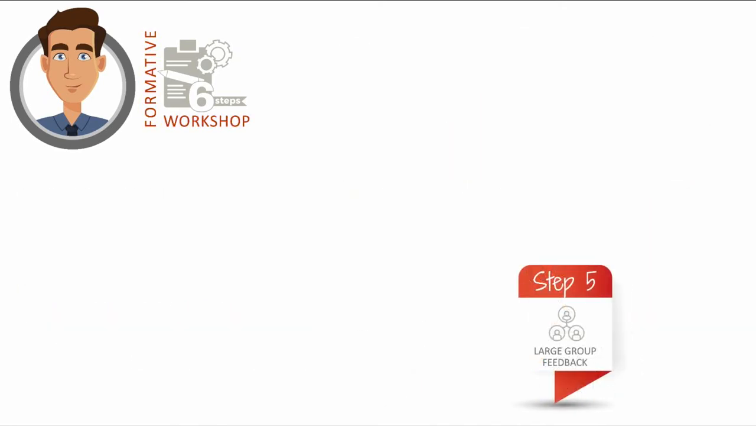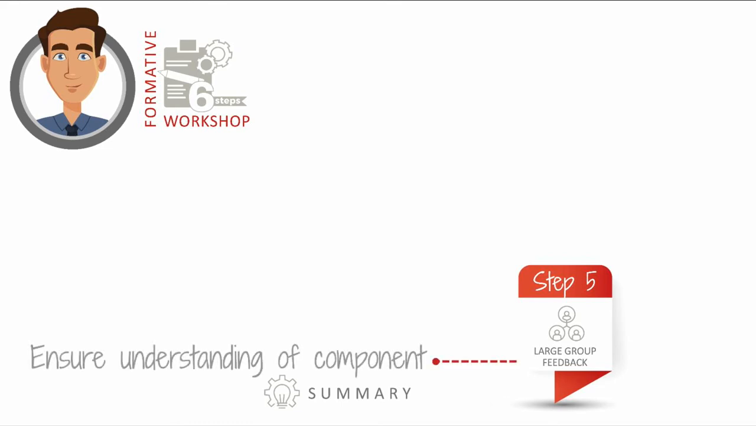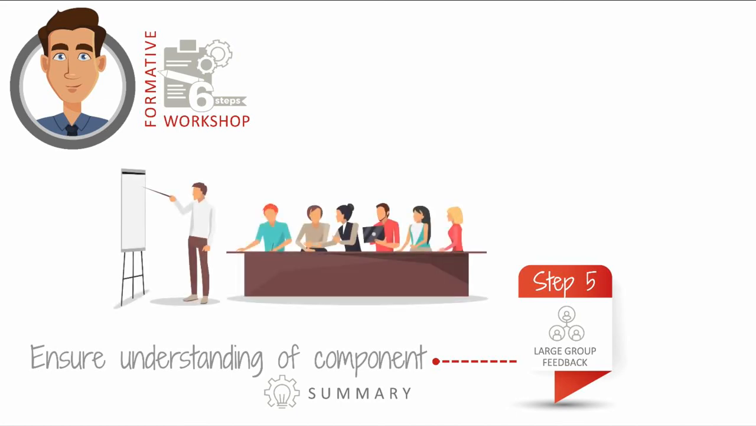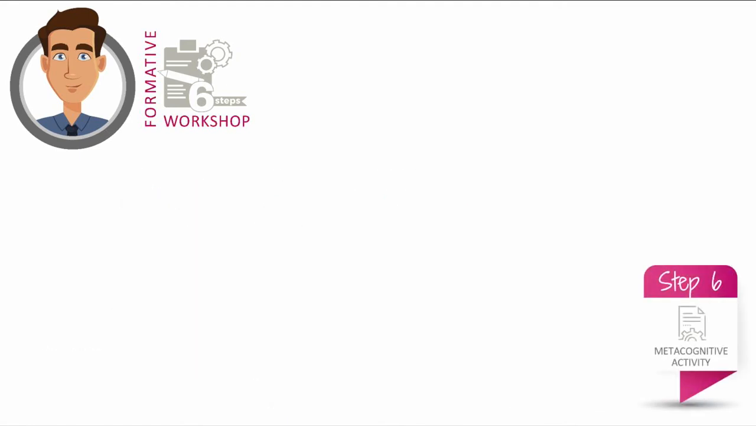Step 5, large group feedback. A large group feedback is made at the end of each one of the practical exercises in step 4. This includes a summary of the teaching points to ensure understanding. A small group of students or a team redo of the exercise in front of the class to make sure that everyone has understood the usage and purpose of the component of oral communication that was studied. Step 6, metacognitive activity.